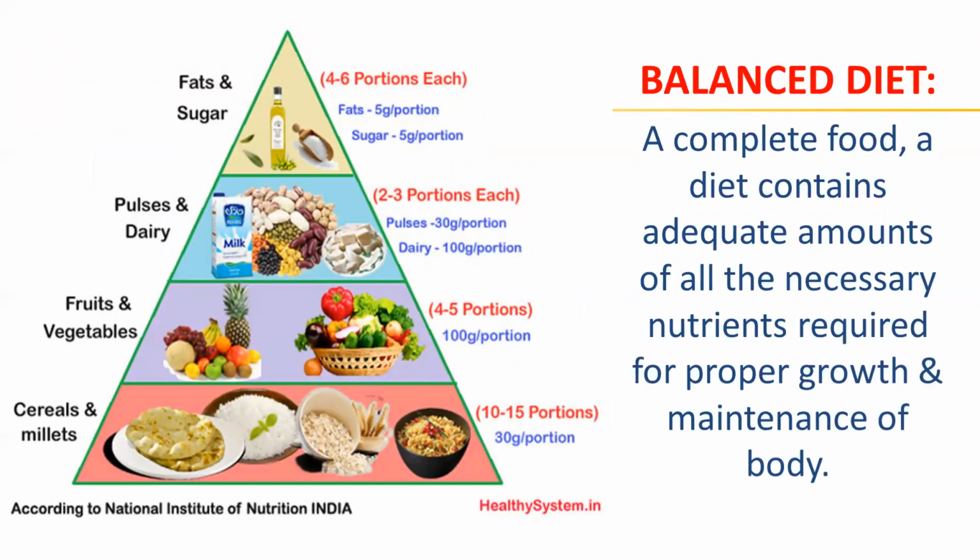First is balanced diet. What is balanced diet? A complete food, a diet that contains an adequate amount of all the necessary nutrients required for proper growth and maintenance of the body. What is the complete food of diet? Complete food has all nutrients in equal amount of protein, fat, and carbohydrates. And nutrients are the substances that provide nourishment, and essential nutrients include carbohydrate, protein, fats, vitamins, minerals, fibers, and water.